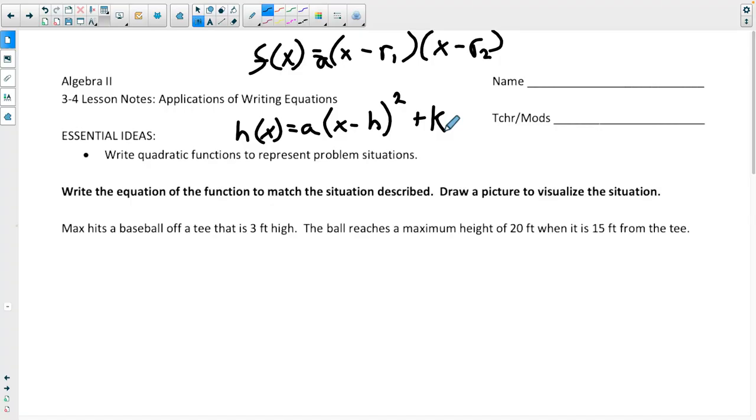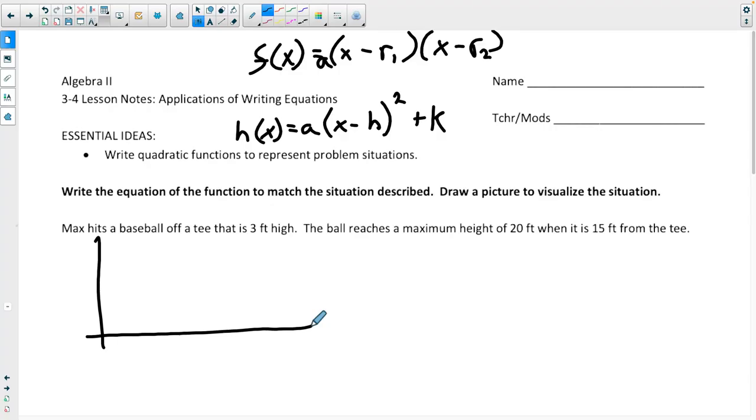Max hits a baseball off a tee that is 3 feet high. The ball reaches a maximum height of 20 feet when it is 15 feet from the tee. So whenever you get a word problem, draw a picture. That's the first thing I look for on your test, because it tells me that you at least have an understanding of what's going on. I can't remember if we actually grade having a picture, but I absolutely give points for having a picture if it is at least correct.